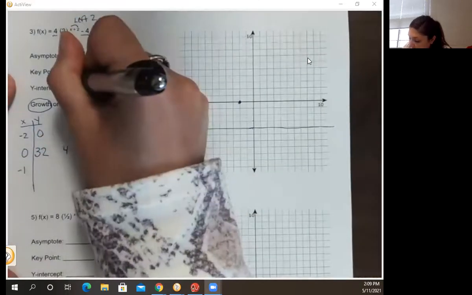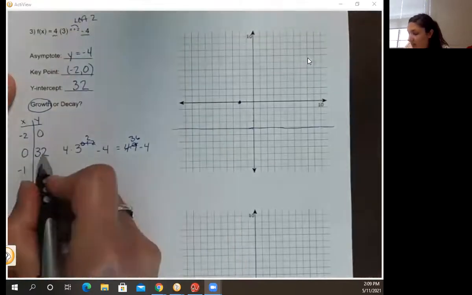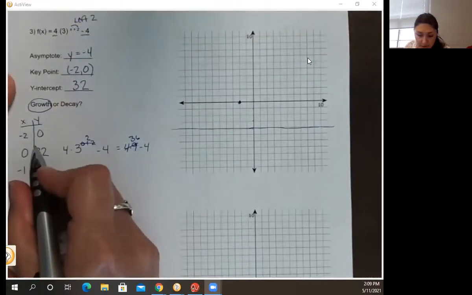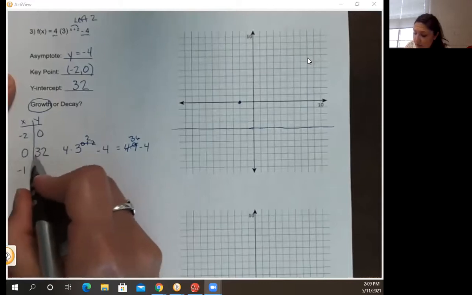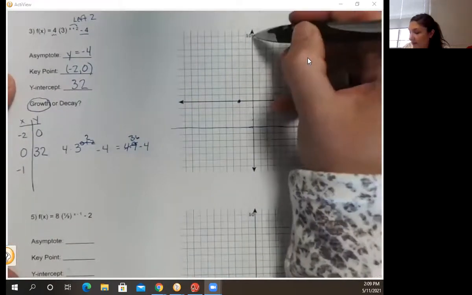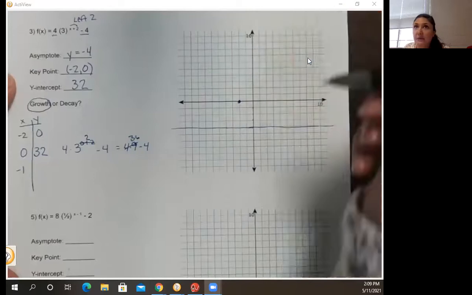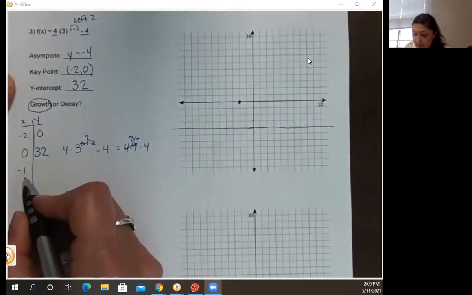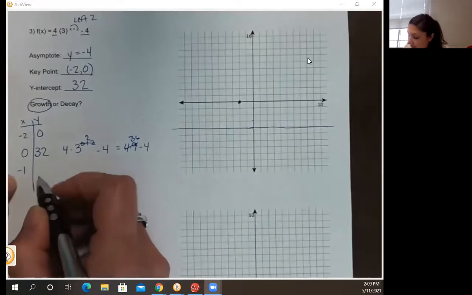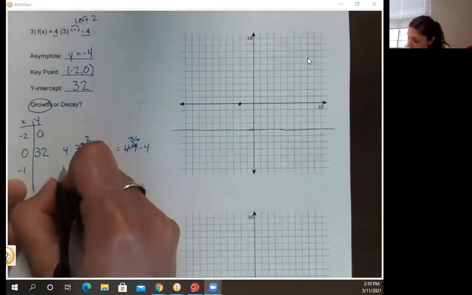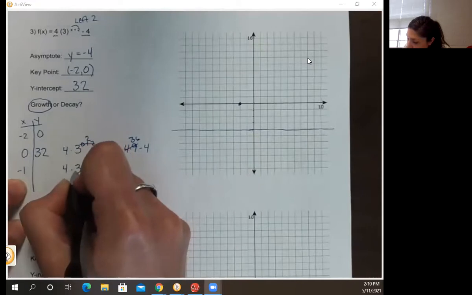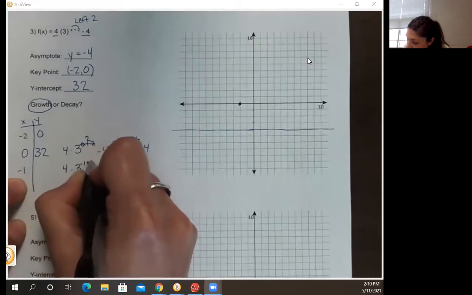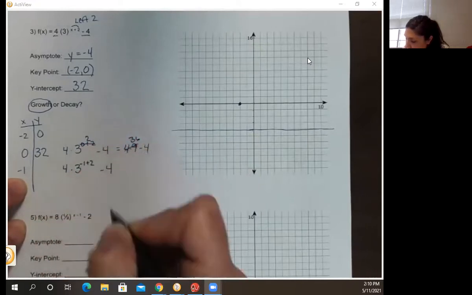Now, I've identified my y-intercept, but this is going to be really far off of my graph. So I'm probably not going to be able to plot this, right? Because my graph goes to 10. This is going to be off my paper. So I'm going to have to probably plug in another value for x. So let's plug in -1 and see what we get. So if I plug in -1, this would be 4 times 3 to the -1 plus 2 minus 4.